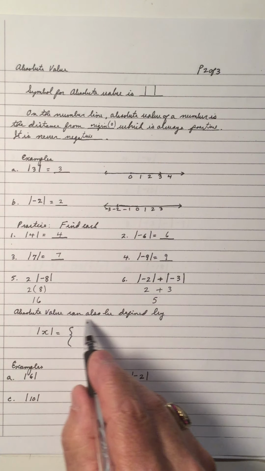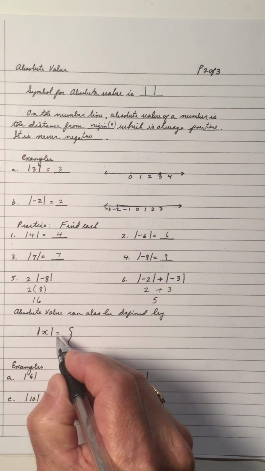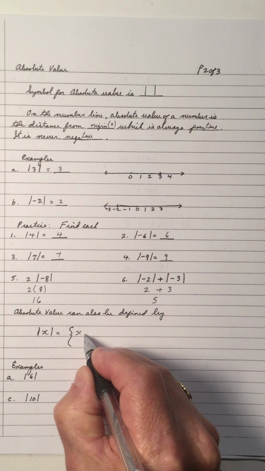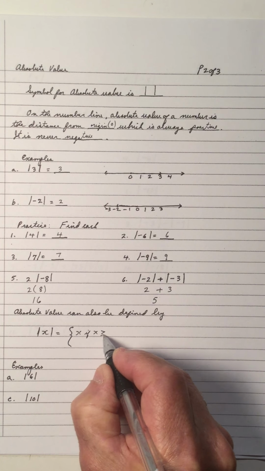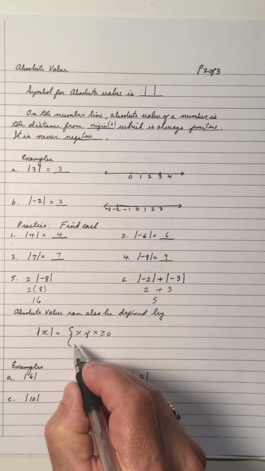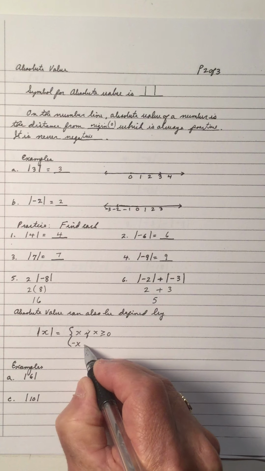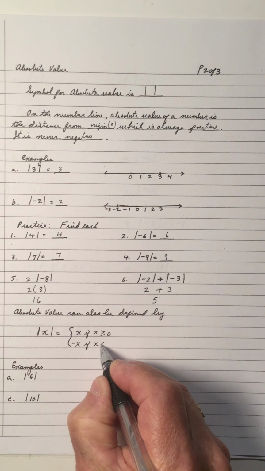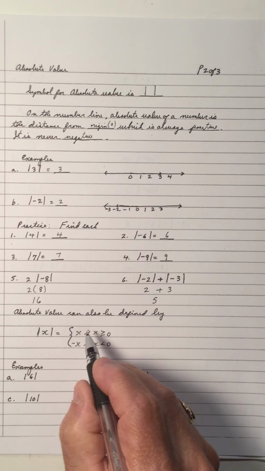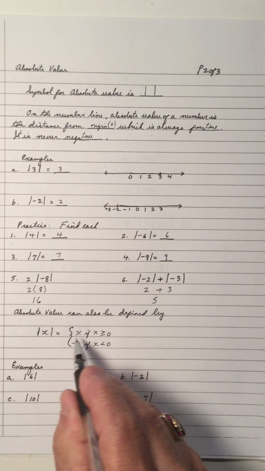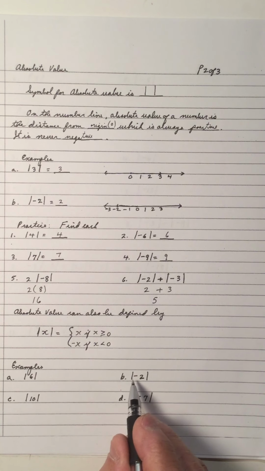But absolute value can also be defined by this definition. The absolute value of x is equal to x if x is greater than or equal to 0, or the absolute value of x is the negative of x if x is less than 0. So this is the official definition. We'll explain it using these 4 here.